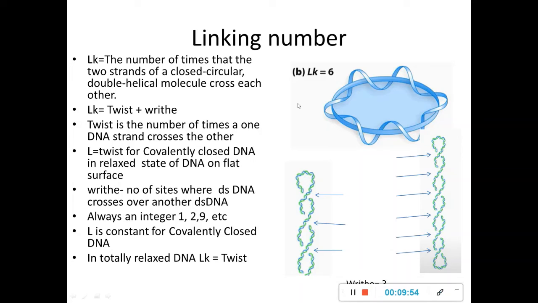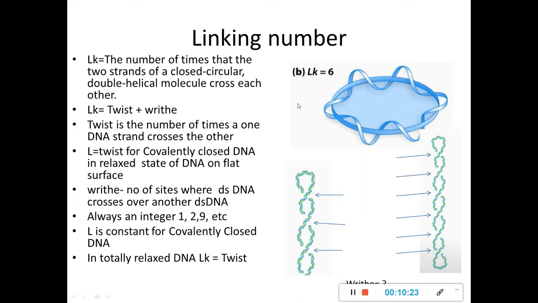Linking number as such is the number of times that two strands of a closed circular double helix molecule cross each other. And as such, it is very simple. At the same time, this linking number consists of two main factors, the twist and the writhe. What is a twist? The twist is the number of times one strand of DNA crosses the other.